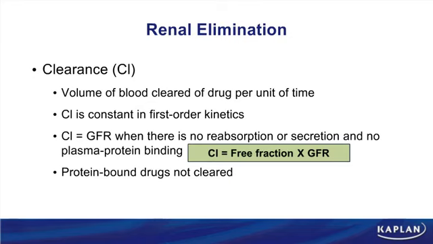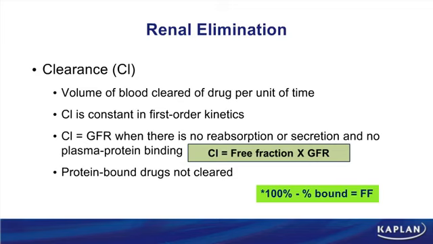But free fraction is not something that is commonly given to you in a question. What are they more likely to give you in a test question? They will give you how much of the drug is bound to plasma proteins. So simply take 100% minus the percent bound to give you the free fraction. If a drug is 80% bound, then 20% of it is free. 20% times my GFR gives me the clearance of that drug. Once again, only the free portion of that drug is being filtered and cleared from the body.